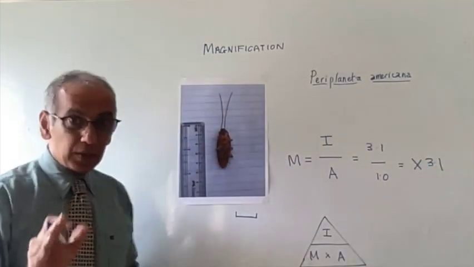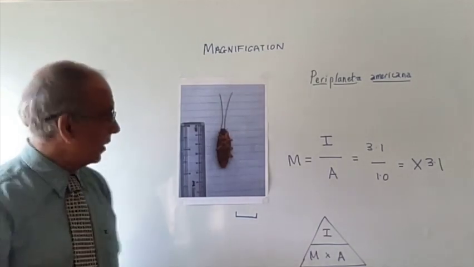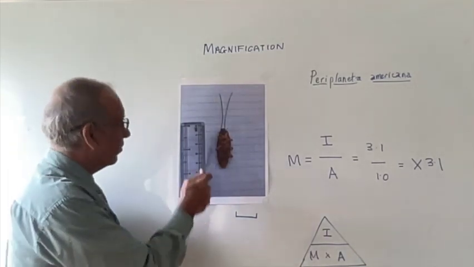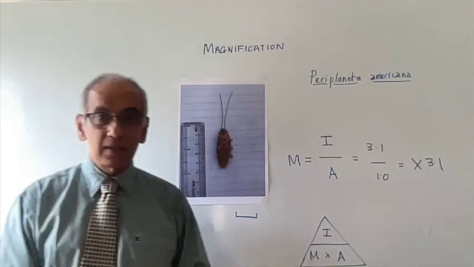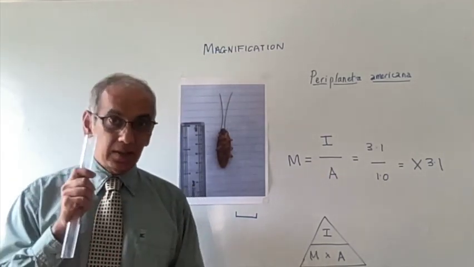Does that make sense to you? Think about it always when you get an answer if it makes sense. And does this look like 3.1 times the size of a cockroach? And if it does, your answer is correct.